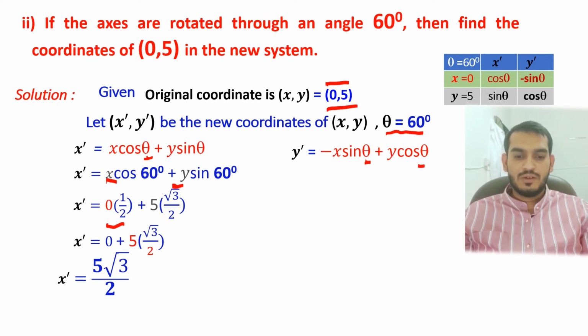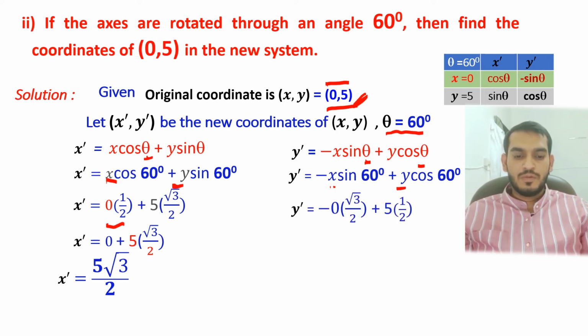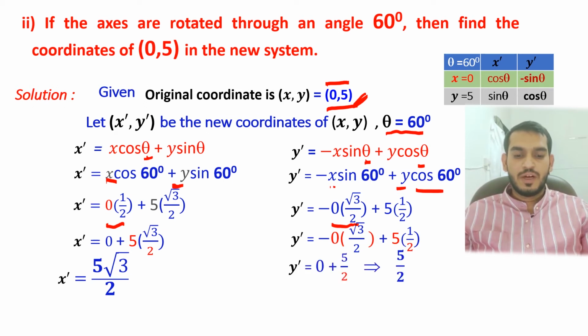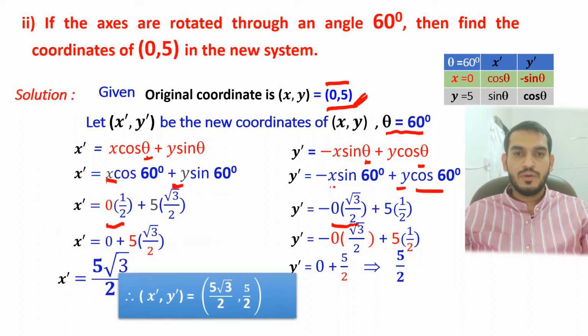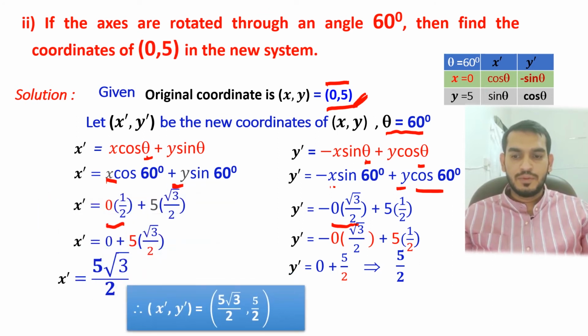Similarly, now we will substitute the value of theta in the y dash equation. So y dash is equal to minus x sin 60 degrees plus y cos 60 degrees. Now substituting the value of the original coordinates in place of x and y, we can write y dash is equal to 0 into sin 60 degrees, which is root 3 by 2, plus y, which is 5, into cos 60 degrees, which is 1 by 2. So 0 into root 3 by 2 is 0, and 5 into 1 by 2 can be written as 5 by 2. So y dash is equal to 5 by 2. Therefore the new coordinates are 5 root 3 by 2, 5 by 2.